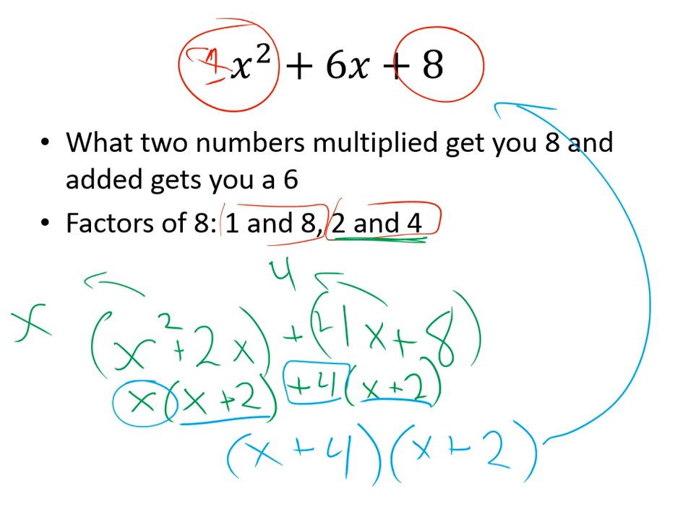And this is the factorization. If we were to distribute x plus 4 and x plus 2, multiplying those two together, we would get x squared plus 6x plus 8. We would get that answer. Okay.